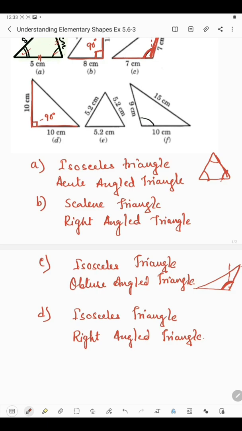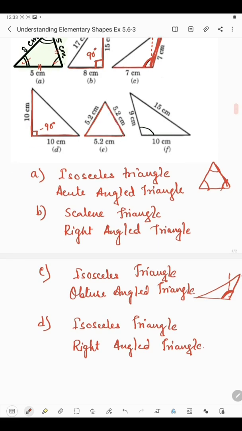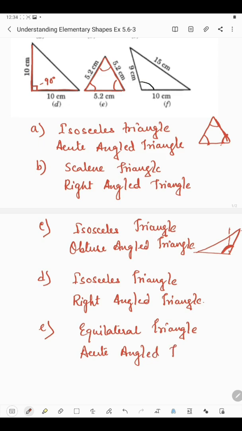Now in the E part, we have all the three sides same in length, all are 5.2 cm. So if in a triangle all sides are equal in length, then it is said to be an equilateral triangle. And since all the angles are less than 90 degrees, it is an acute angle triangle. If all three angles are less than 90 degrees, then it is said to be an acute angle triangle.